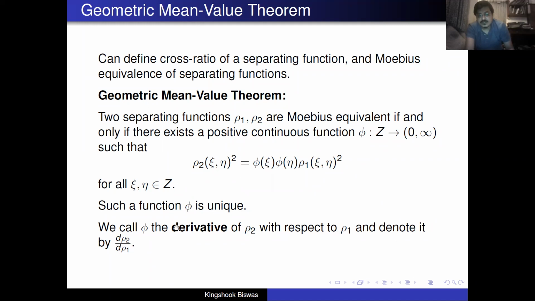The reason it's called a derivative is that, if I take a non-isolated point ξ of Z, then φ(ξ) is the limit as η tends to ξ of the ratio ρ2(ξ, η) divided by ρ1(ξ, η). So in that sense, it is a derivative. It's a conformal factor between the two separating functions ρ1 and ρ2.